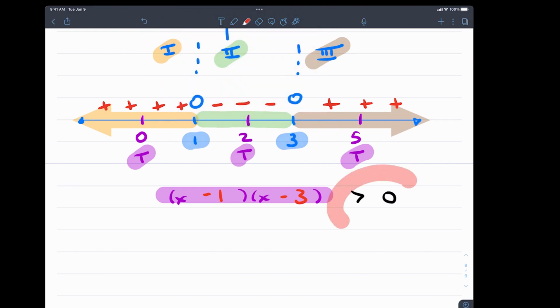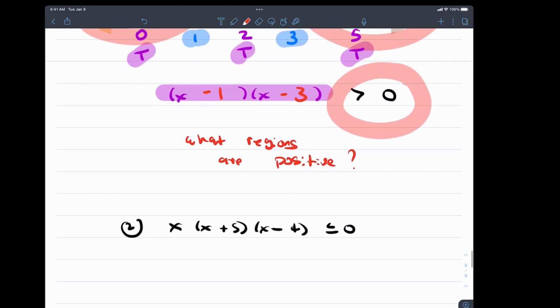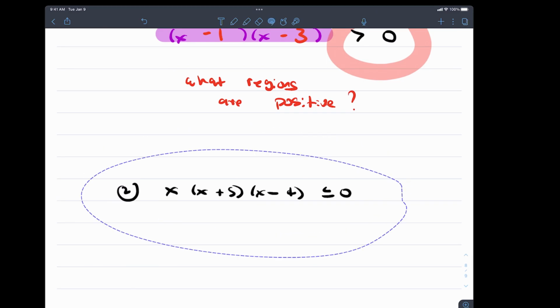So they want to know, really, this is what this whole thing means here. I'm going to highlight this. What regions are positive? You guys know what regions are going to be positive here? Regions 1 and 3. You say, how do I know? Because you're looking at the signs. Positive there. So now you go back and you say, well, what do I do next?